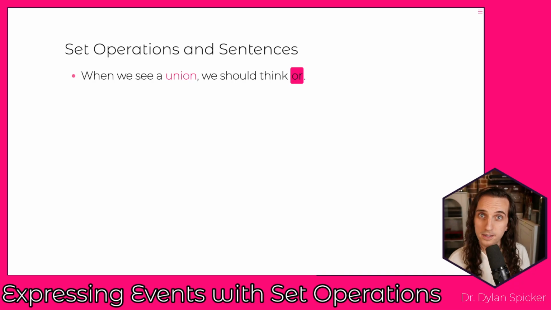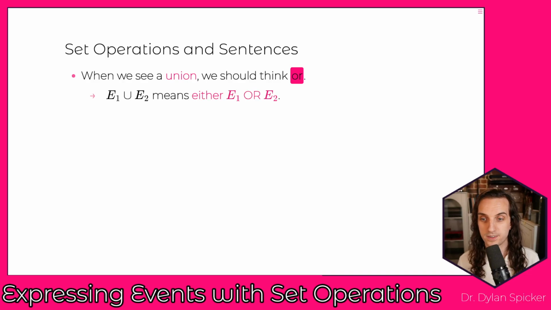And so a couple of things to note here. If we see a union, we should be thinking the English word or. So it's going to be A or B, event 1 or event 2. The union expresses this idea of or. So E1 union E2 means either E1 happens or E2 happens. And that's because we're going to take all of the outcomes from both possible events here.